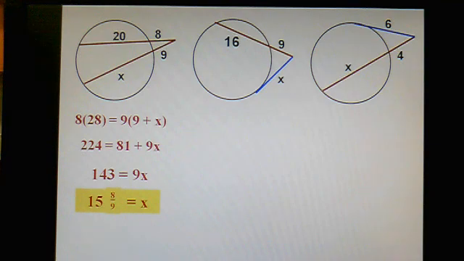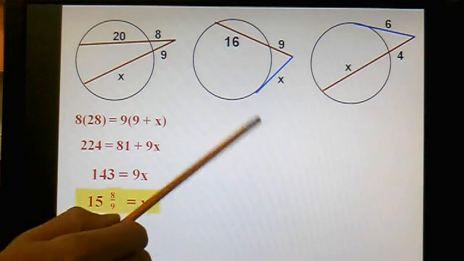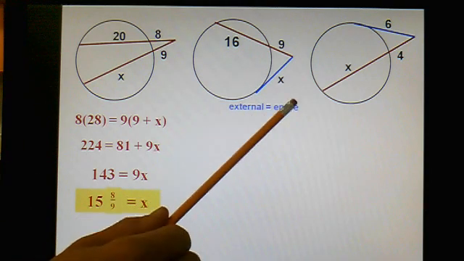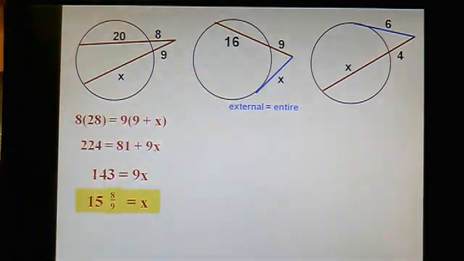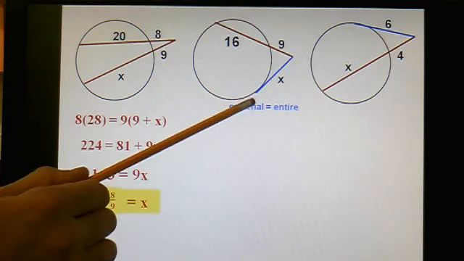Like I said, this is a good time to pause, or maybe I'll talk for a second here. This one's a little different. Maybe you listen to me for a second here. It's the same rule we had before. It's the external part times the entire length. But in the case of a tangent, the external length is the entire length. So they're equal to each other. This is x times x.